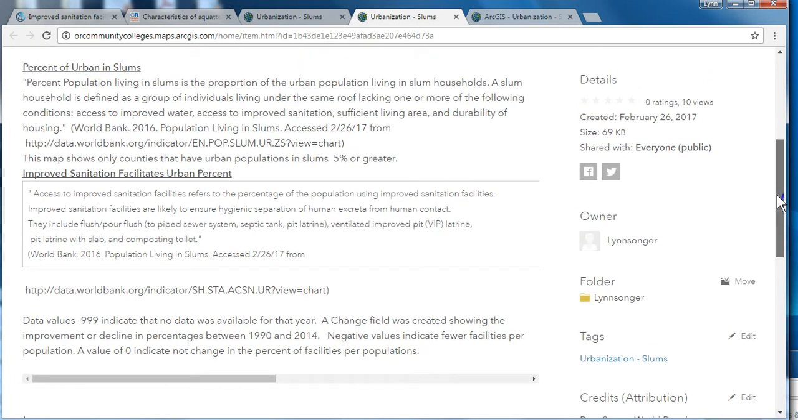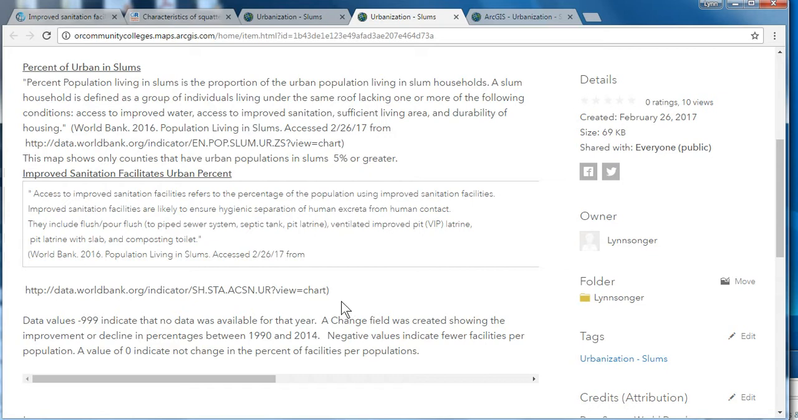This week you're going to evaluate a map and do a little bit of research related to urbanization and slums. So I have two data layers on a map that I created using data from the World Bank. The first layer shows the percent of the urban population that is considered to be living in slum conditions, and they're identifying slums as individuals that are living under one roof where the building is not safe or the durability is poor. There's no improved water or sanitation, or there's too many people living in that area.